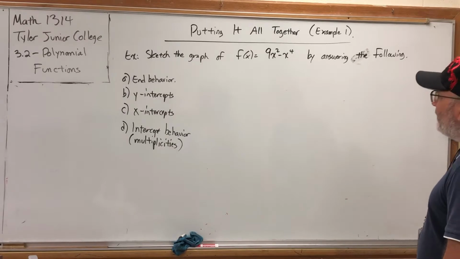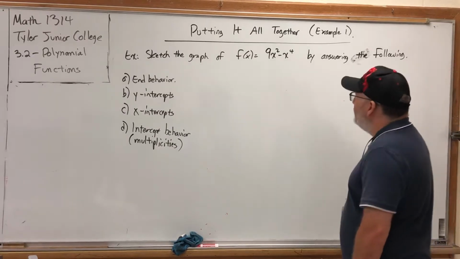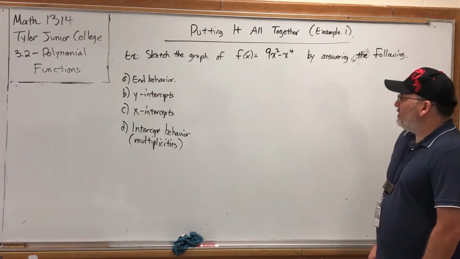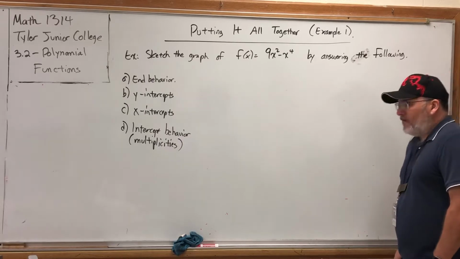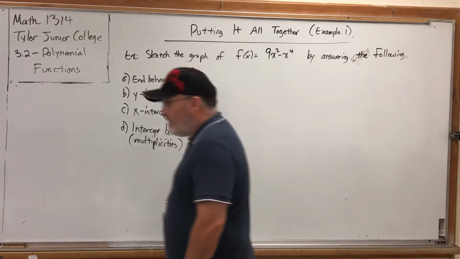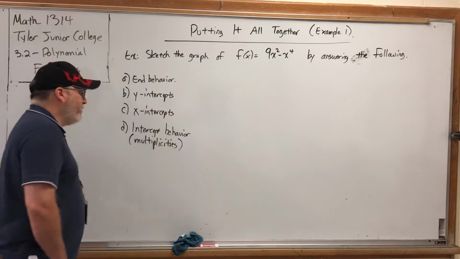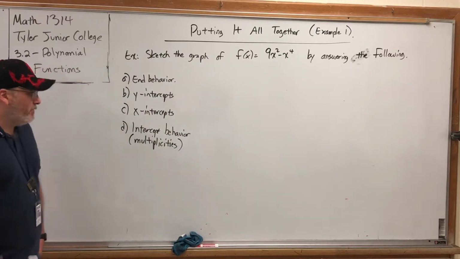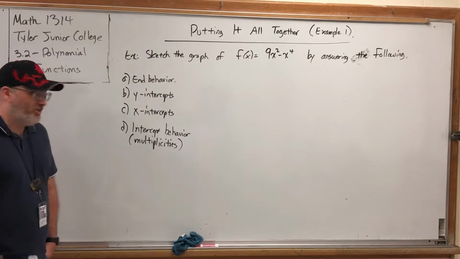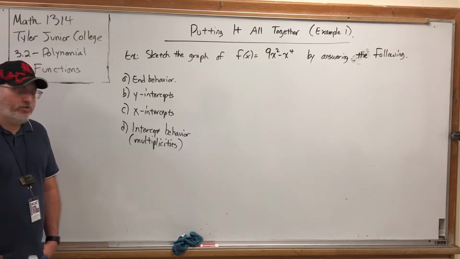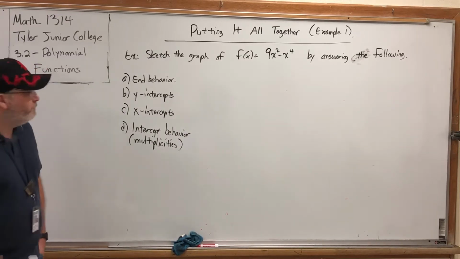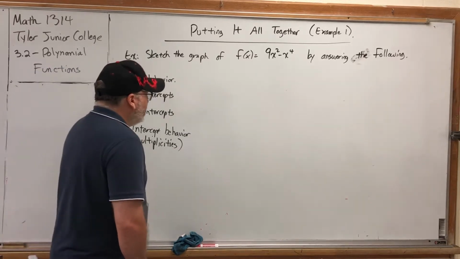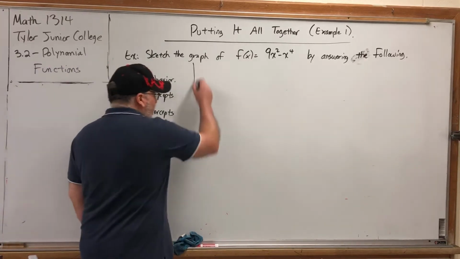So for example, we're going to sketch the graph of f of x equals 9x squared minus x to the fourth power by answering the following. A, the end behavior, B, y-intercepts, C, x-intercepts, and D, the intercept behavior. And I should say x-intercept behavior. In other words, we're going to analyze the multiplicities. So let's start by figuring out the end behavior.